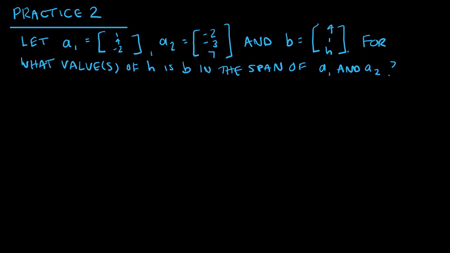Here's another practice that I haven't gone through with you. We've done a similar question in a previous video, but essentially I'm asking for what value or values of h is b in the span of A1 and A2. So we see this word again, span, which of course means that I'm going to be able to write this as an augmented matrix. And the question is, can I find the value for h to make this work?